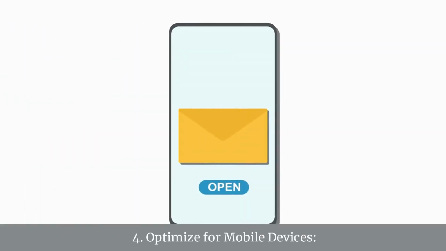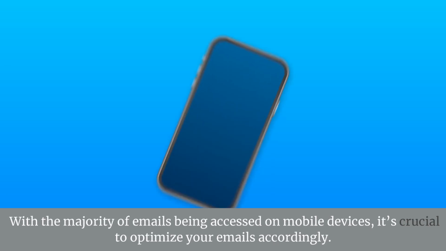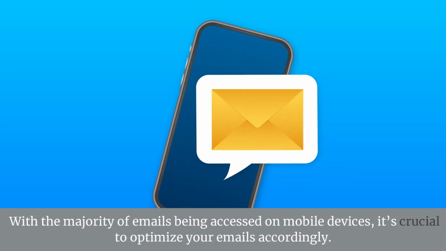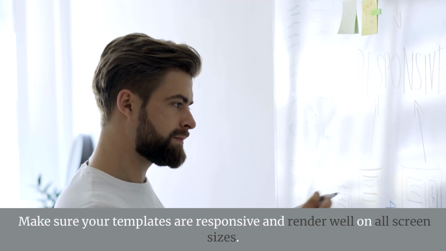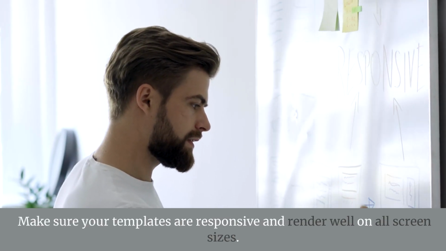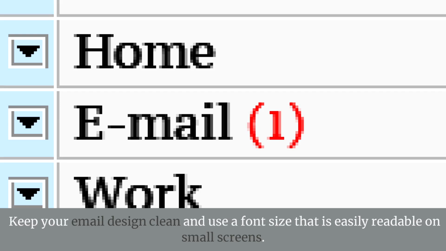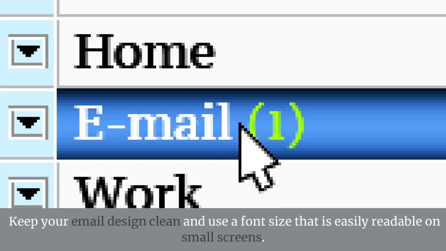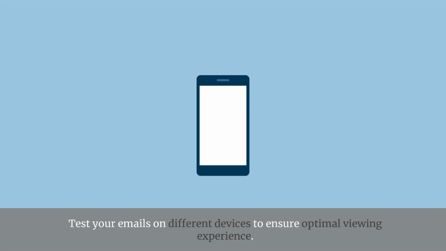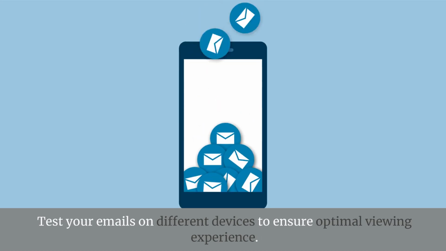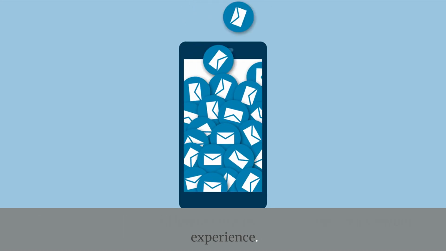4. Optimize for mobile devices. With the majority of emails being accessed on mobile devices, it's crucial to optimize your emails accordingly. Make sure your templates are responsive and render well on all screen sizes. Keep your email design clean and use a font size that is easily readable on small screens. Test your emails on different devices to ensure optimal viewing experience.